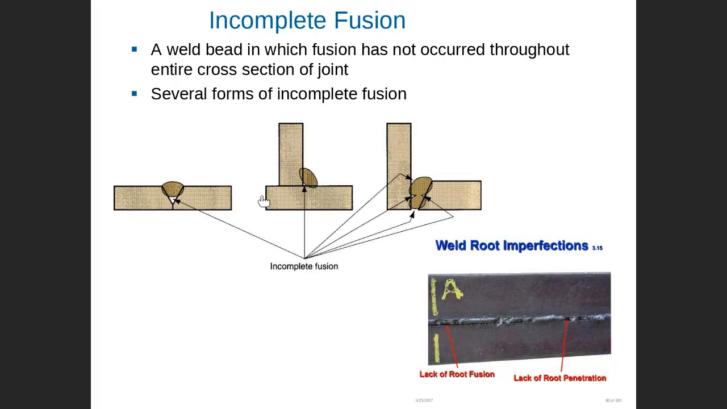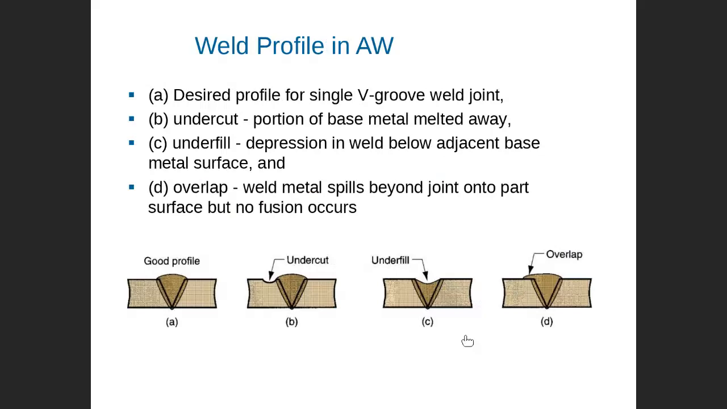There are several forms of incomplete fusion like this. This is the actual photo. You can see that it is not completed here. He was in a hurry, so he didn't give enough time. He also didn't add enough filler to cover all the cross section. Then it is clear that the filler is not enough. Filler is less.